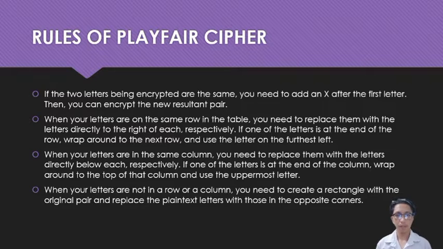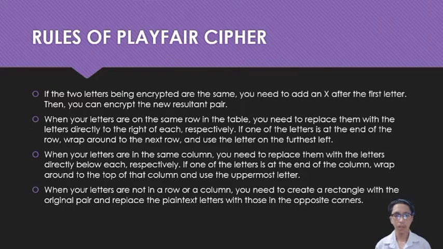First, if the two letters being encrypted are the same, you need to add an X after the first letter. Then you can encrypt the new resultant pair. Second, when your letters are in the same row in the table, you need to replace them with the letters directly to the right of each, respectively. If one of the letters is at the end of the row, wrap around to the next row and use the letter on the furthest left.